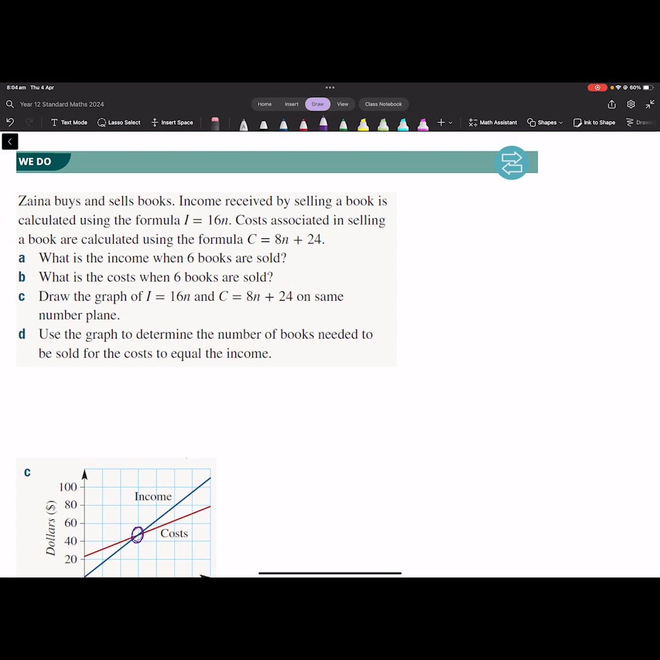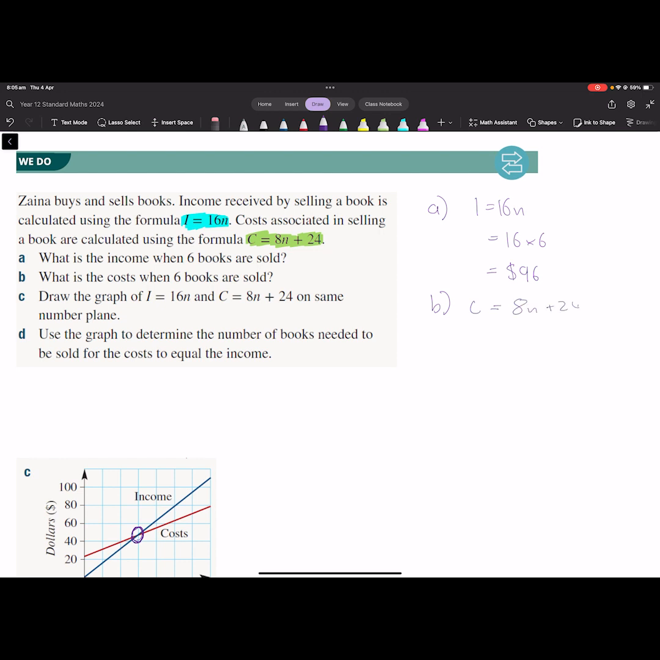We have an equation for the income received for selling books, 16n, where n is the number of books. And then we have an equation for the costs: cost equals 8n plus 24, again where n is the number of books. Some very straightforward questions to start with. What's the income when 6 books are sold? We just take the income equation and substitute in 6 books and we get the answer, which I think is $96. And we do the same thing with the cost equation.